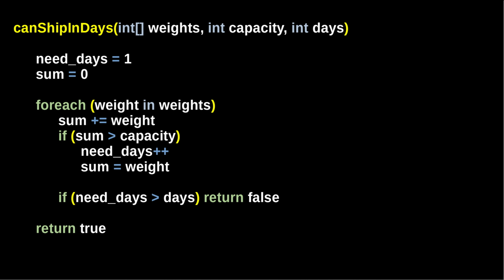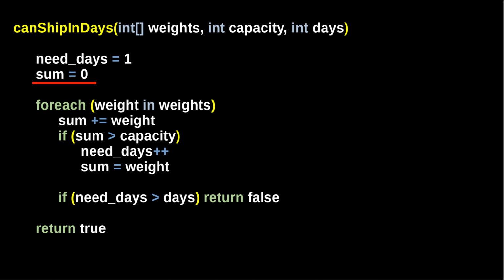Let's talk also a little bit about this canShipInDays function. This function will take in the weight array, the capacity, which is the mid value for every iteration in the binary search, and the number of days that's given to us. So we have a parameter called needDays, and we set that as 1. needDays is the parameter in which we're going to compute the number of days we will need to ship all the packages given this capacity.